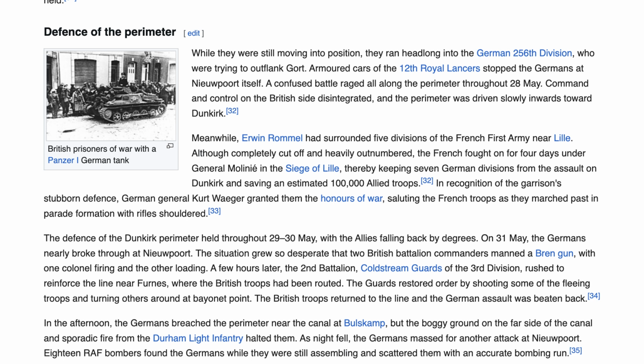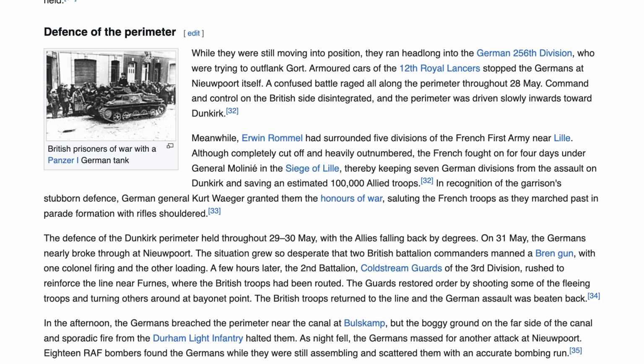A few hours later, the 2nd Battalion, Coldstream Guards of the 3rd Division, rushed to reinforce the line near Ferns, where the British troops had been routed. The Guards restored order by shooting some of the fleeing troops and turning others around at bayonet point. The British troops returned to the line and the German assault was beaten back.